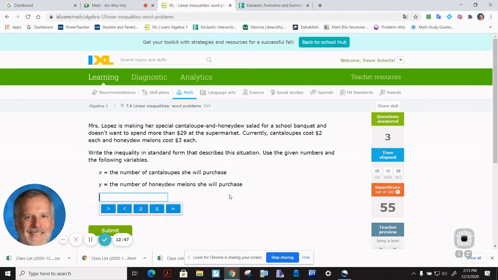Mrs. Lopez is making her special cantaloupe and honeydew salad for a school banquet and doesn't want to spend more than $29 at the supermarket. So she doesn't want to spend more than that. So she could spend $29, but she can't spend more than that. So the first thing I'll write down is can't spend more than $29.